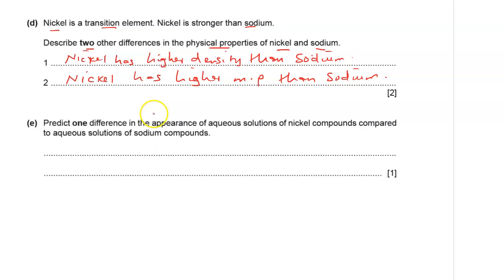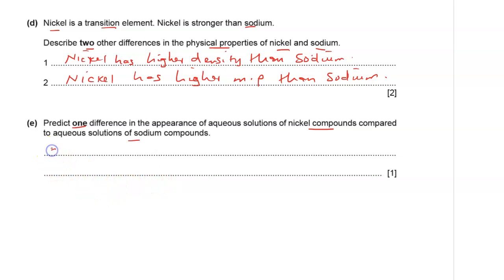Part E. Predict one difference in the appearance of aqueous solutions of nickel compounds compared to aqueous solutions of sodium compounds. One difference. Transition metals form compounds that are colored, and therefore nickel compounds are colored while sodium compounds are colorless.